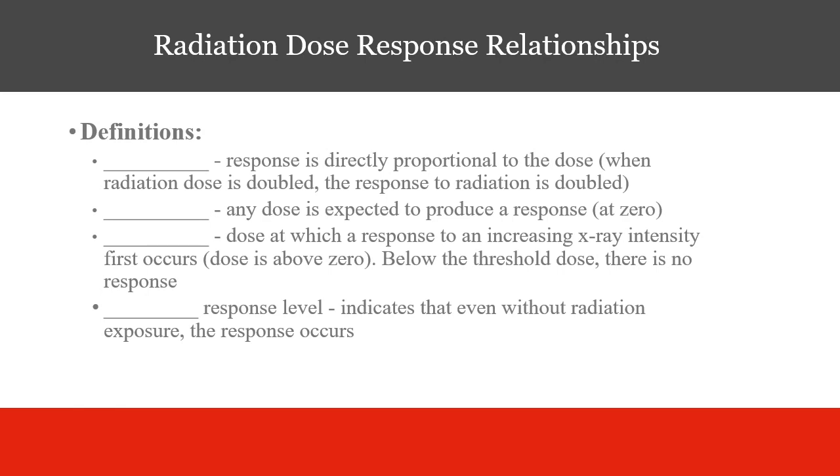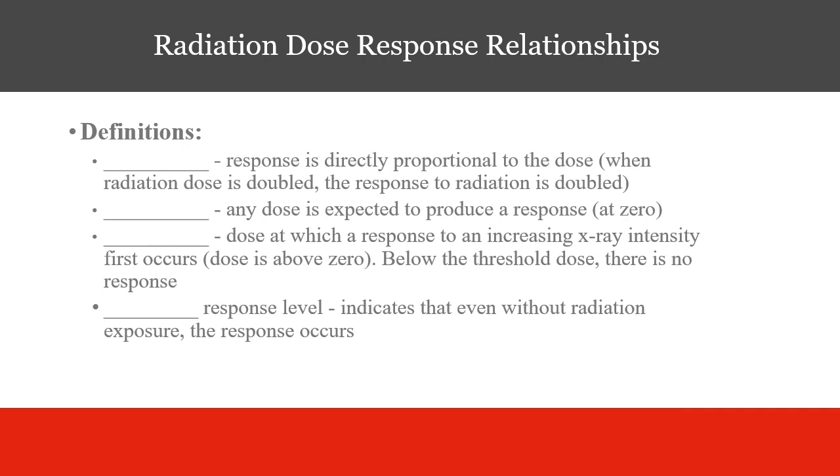The definitions I was referring to on the previous slide are those related to the dose-response relationships, and they start off with the term linear. In the term linear, the response is directly proportional to the dose, and that's when the radiation dose is doubled, the response to radiation is also doubled. The second definition is that of a non-threshold relationship. So any dose is expected to produce a response, and so that begins at 0. The third definition is a dose at which a response to an increasing X-ray intensity first occurs.